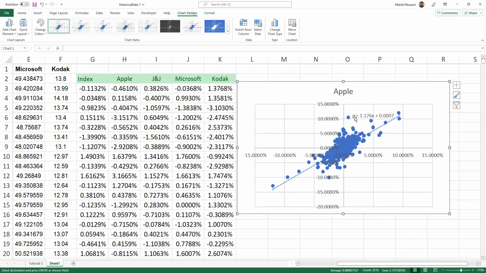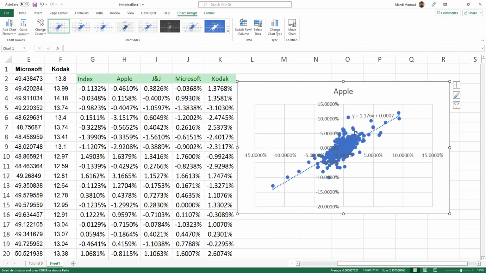In other words, y, or the return of Apple, is equal to 1.176 times return of the market plus 0.0007. So as you see, we can use this line to predict expected return of the Apple, taking into account the return of the market in that day. And this number here, 1.176, is beta of Apple. Because we use daily returns, this is actually the daily beta of Apple. So this is one way to calculate the beta of individual stocks using the scatter chart.